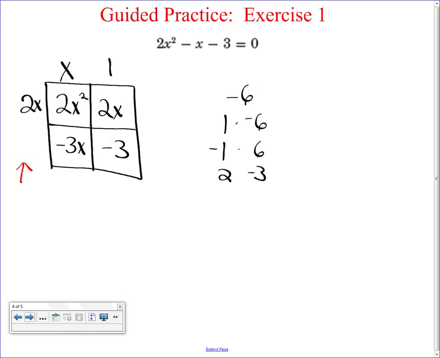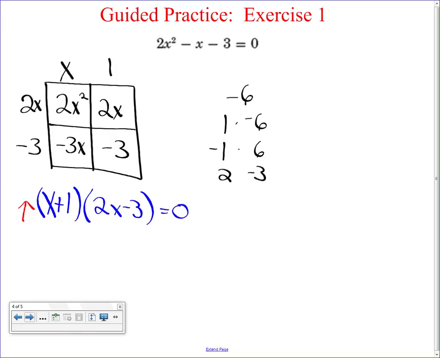And so we have the two binomials of x plus 1 from the top, 2x minus 3 from the left side. That's going to be equal to 0. Okay, using the zero product property, we know that here x would have to be negative 1. And from the second one, we know that x would have to be positive 3 over 2. And there are your solutions.